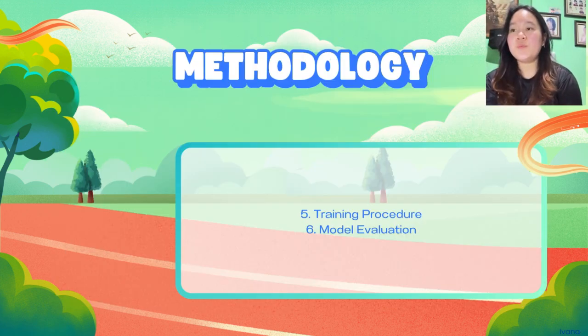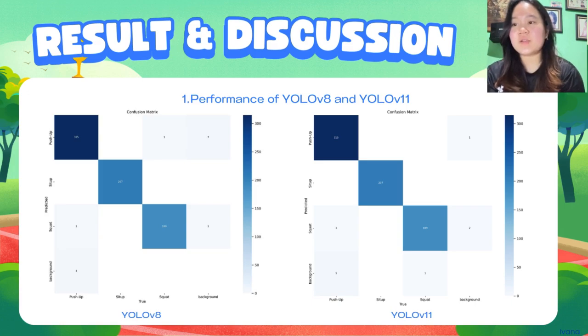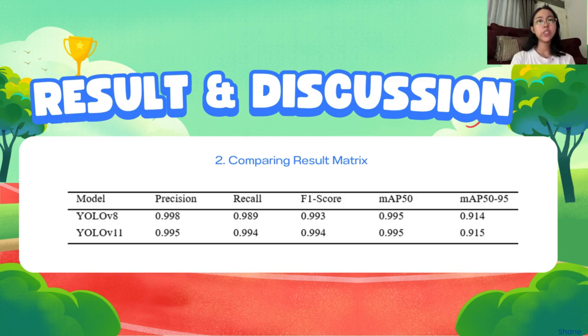Both models were trained for 200 epochs on Google Colab with an A100 GPU. We use evaluation metrics such as accuracy, precision, recall, F1 score, and mAP, mean average precision, to assess the performance of each model. As a result, YOLOv8 excels in precision and minimizes false positives. YOLOv11 is more stable and consistent in recall and F1 score.